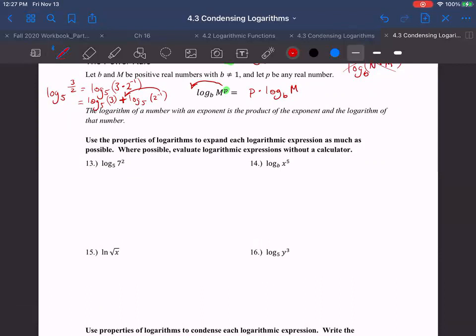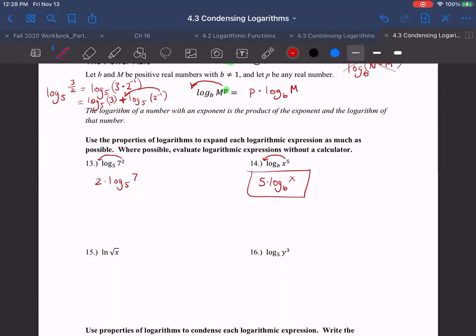So here we've got log base 5 of 2 to the 7. That means we're just going to take that 7, bring it out front, and get 7 times the log base 5 of 2. All right, just that easy. And then I'll do one more for you here. We have log base b of x to the 5th. We're going to take that 5, bring it out in front, and it'll be 5 times log base b of x, just like that.